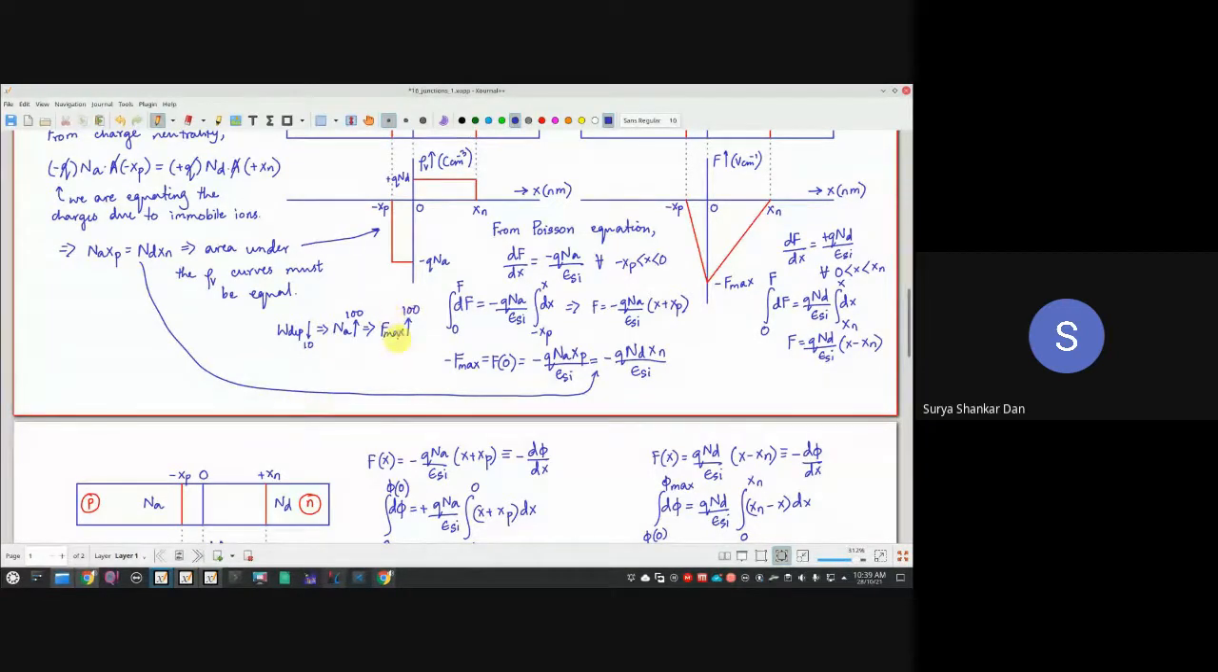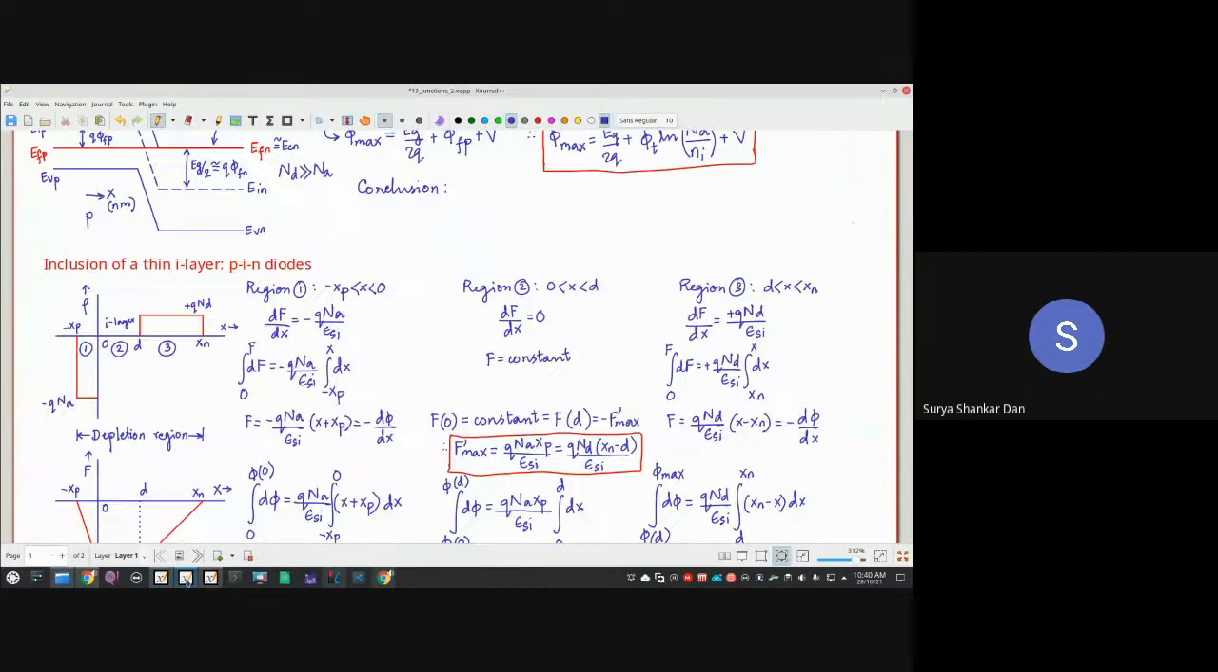Now if the field across the junction, Fmax, increases by 100 times, what is the problem? Your device reliability will be at stake. Your devices will not be reliable. थोड़ा सा भी voltage ज़्यादा हो गया, device burn out हो जाएगा. Avalanching will take place, tunneling will happen, and essentially you are gone. So in modern devices, we need to ensure the reliability of the device as well.